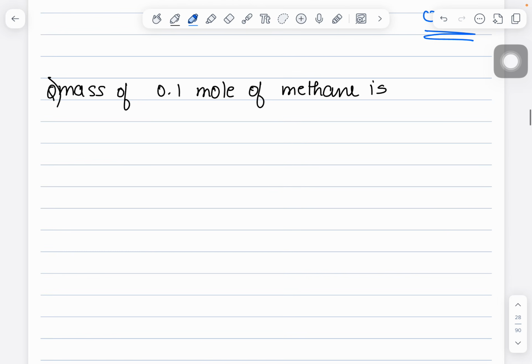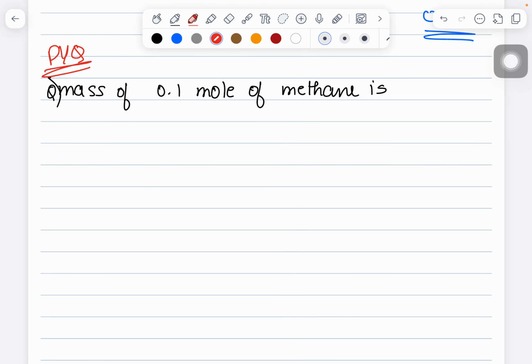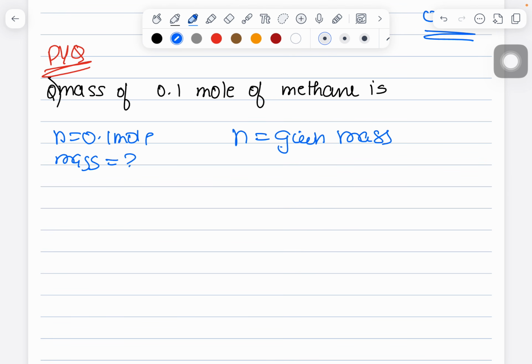One more question, it's a PYQ which has been asked previously. So we have 0.1 mole. So mole is there, 0.1 mole, and they are finding the given mass. Which is the formula when mole is there and mass is there, that is n is equal to given mass divided by molecular mass. Given mole, it is 0.1.